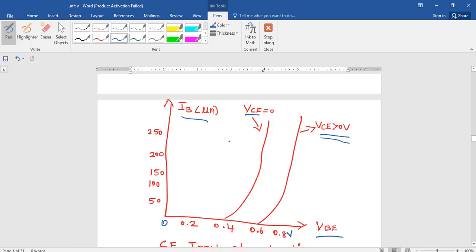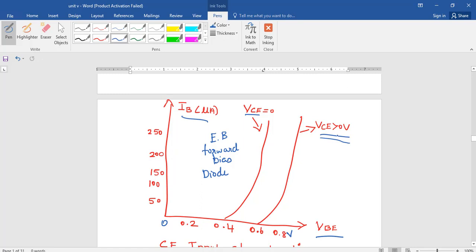Here what happens is when VCE is 0, EB is forward bias, and it behaves as a diode, and hence for any change in input, the output increases.